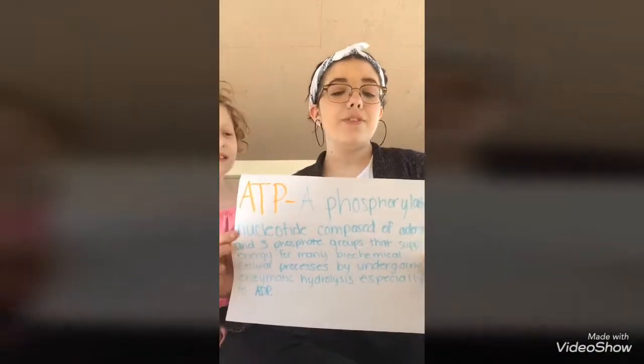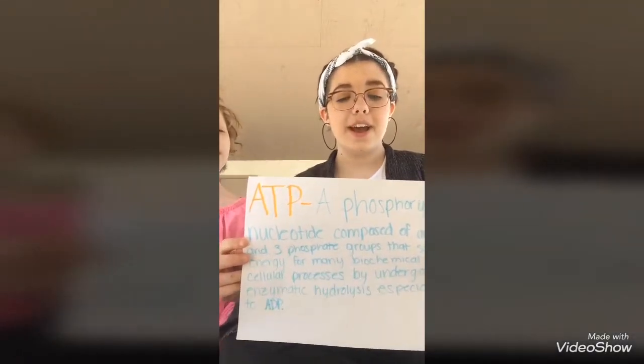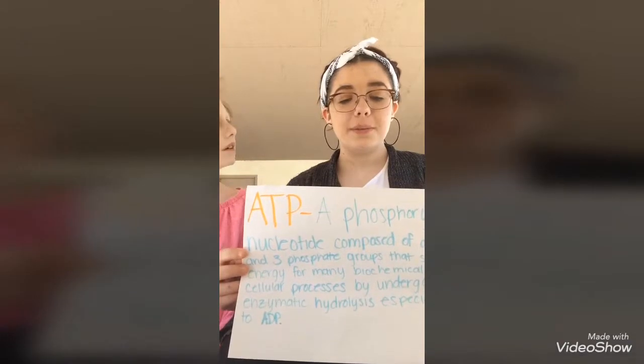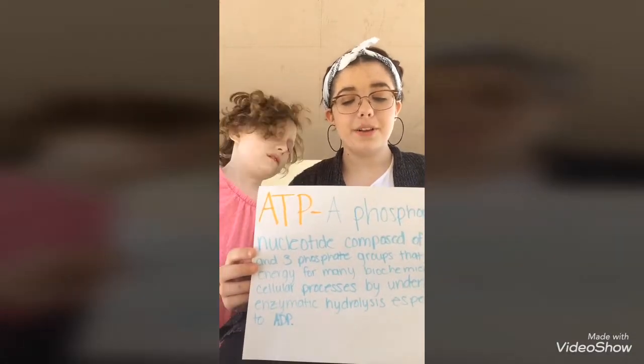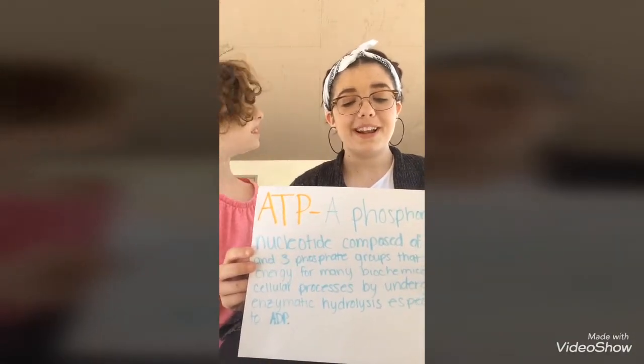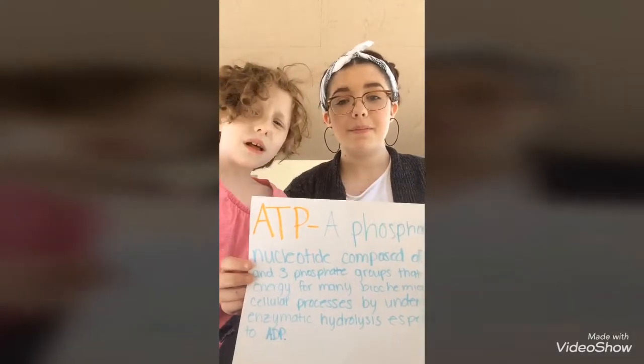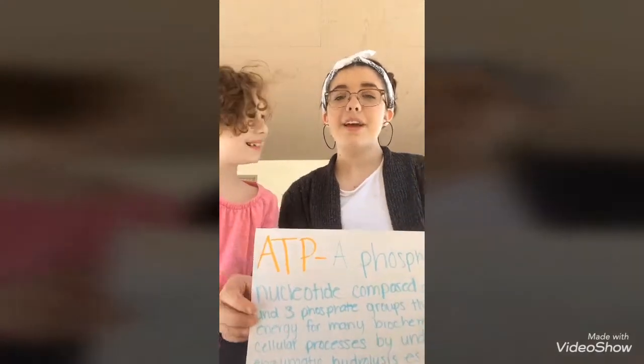What's ATP? Well, a phosphorylated nucleotide composed of adenosine and 3 phosphate groups that supplies energy from many biochemical cellular processes by undergoing enzymatic hydrolysis, especially the ADP. What? Which basically means it goes through enzymatic hydrolysis, and then after it goes through that, it transfers energy. Oh, I get it.